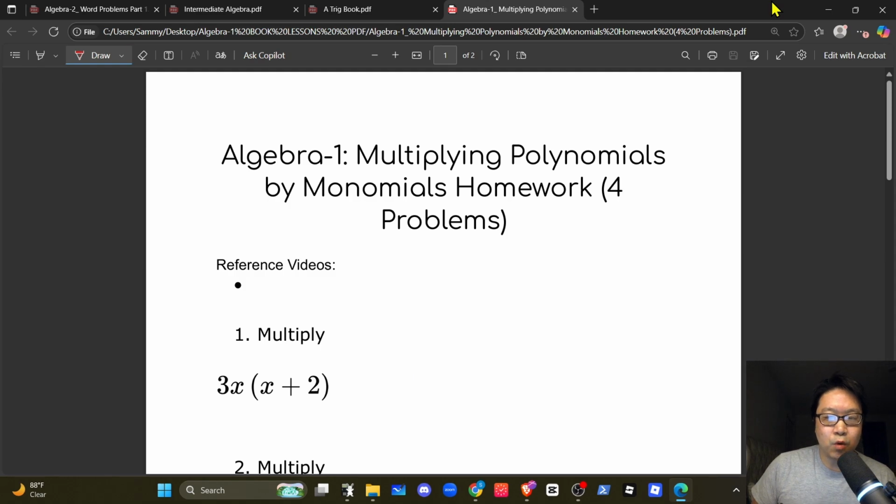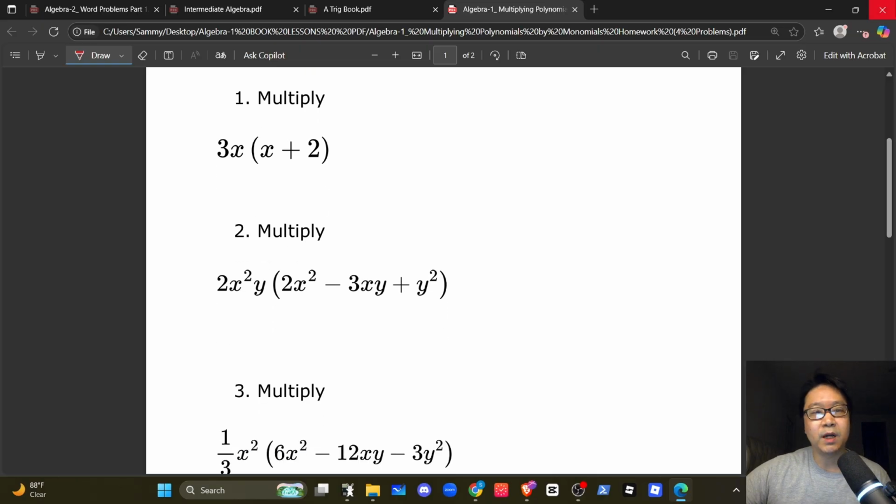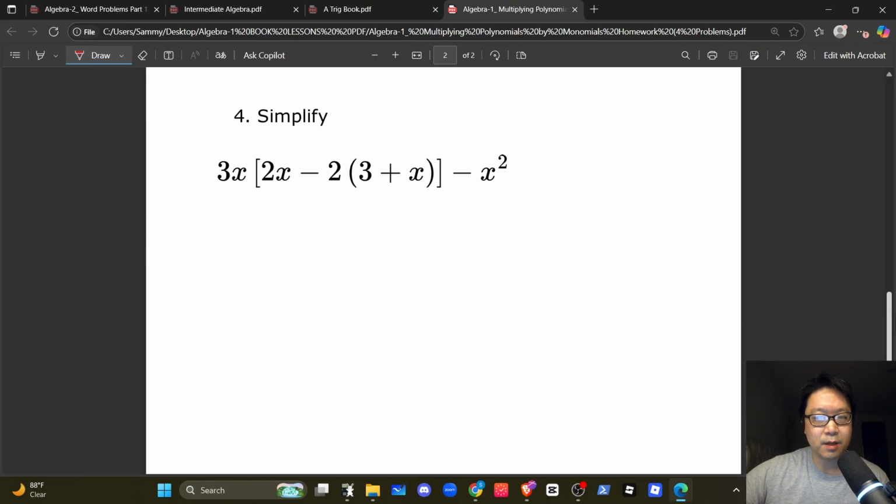Hi, in this one, we're going to be going over the multiplying polynomials by monomials homework. Okay, there's 4 problems, and we're going to be going through all of them. Okay, so number 1, I believe we're doing multiplication on all of these except for the last one.